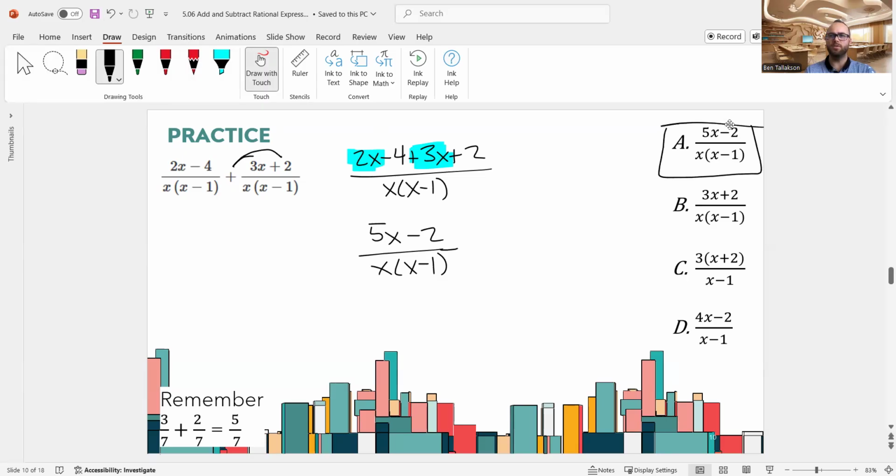But if you also wanted to mention domain restrictions, which you should be in the habit of doing, well, if I set this factor equal to 0, x would clearly be 0. What about this one? Well, 1 minus 1 would give me 0 as well. So domain restrictions are 0, but also positive 1.